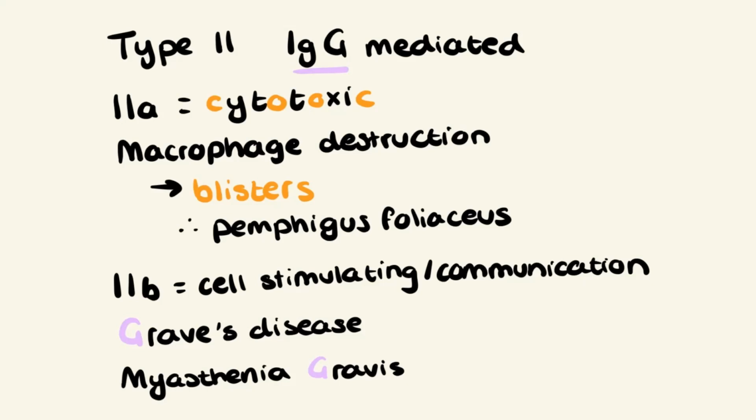Now, 2B is more self-stimulating. It's like taller letters, self-stimulating in communication. Now, the second type of type 2 has 2 Gs again. So type 2B is your second type of type 2, and it's got another 2 Gs, which is Graves' disease and myasthenia gravis, for your example of your type 2B hypersensitivities.